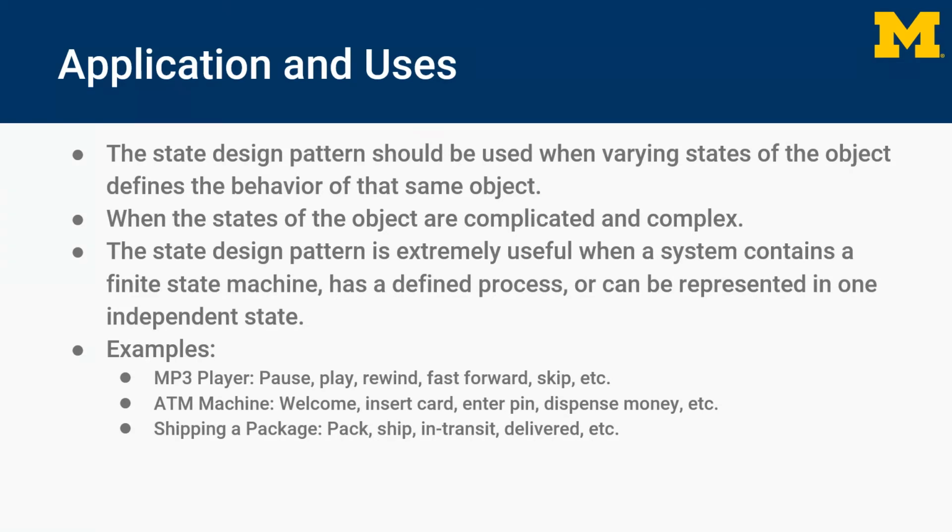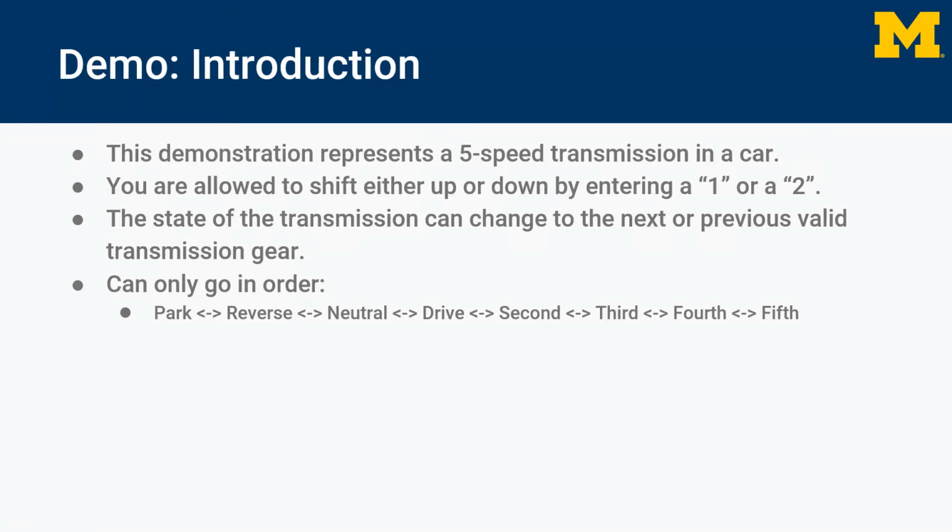and etc. So the demonstration that I'm going to be showing is of a 5-speed manual transmission in a car, and you're allowed to shift either up or down by entering a 1 or a 2 in the program. The state of the transmission can change to the next or previous valid transmission gear. An example of that is presented here.